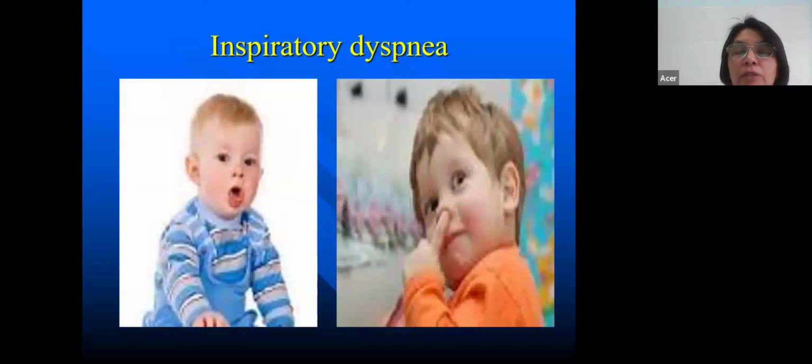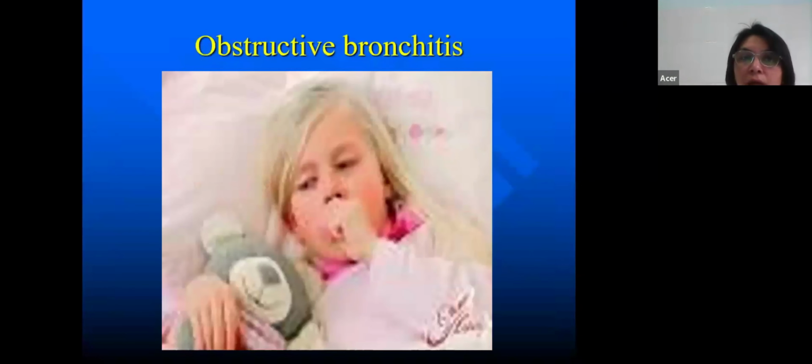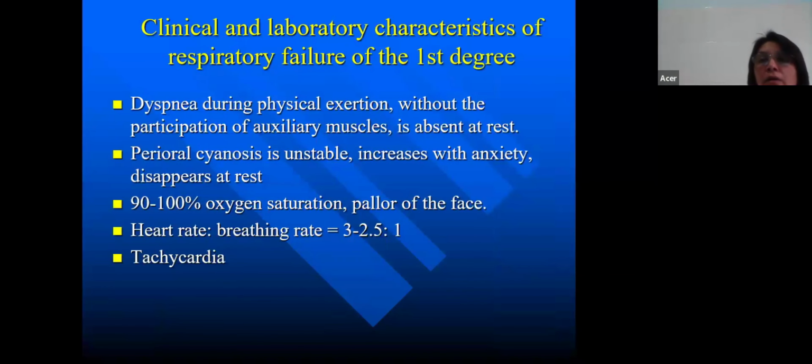Inspiratory dyspnea. On this picture, you can see two babies, one baby with laryngitis and the next baby with a foreign body of the nasal cavity. Obstructive bronchitis, child, girl with cough. So if a patient has dyspnea, this is a patient with respiratory failure. Signs of respiratory failure, three degrees.